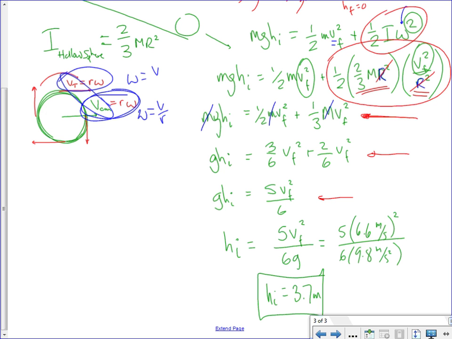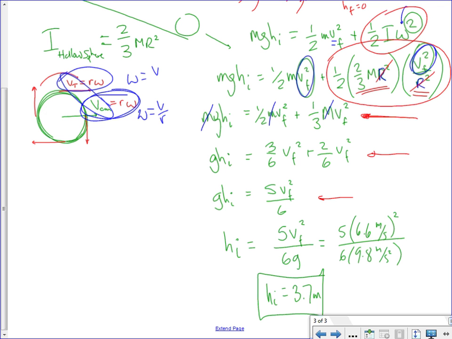Also, let's just point out again, the v here that we use in omega is v over r, and the v here that we use for the center of mass velocity are the same velocity. That's why we can combine those v's. Okay?